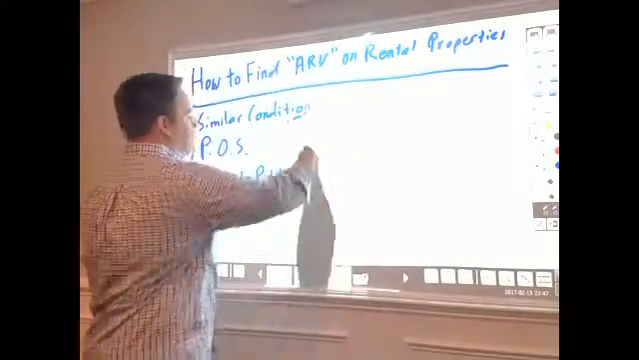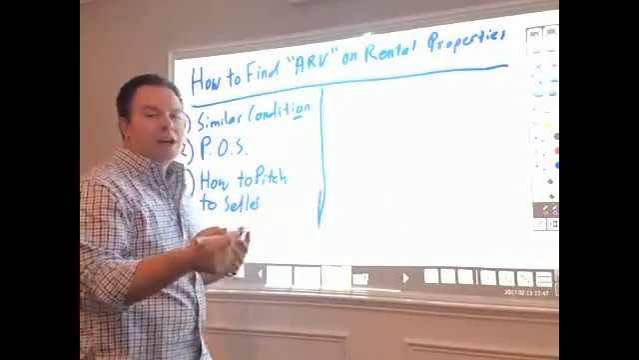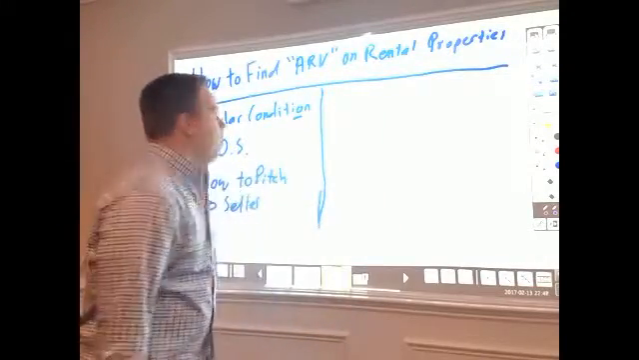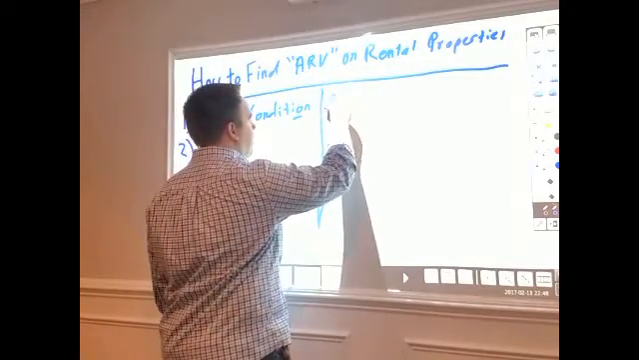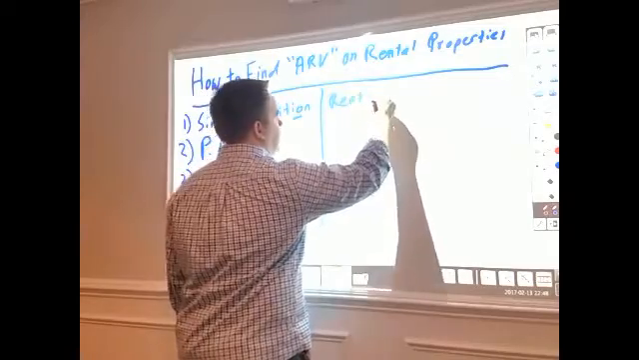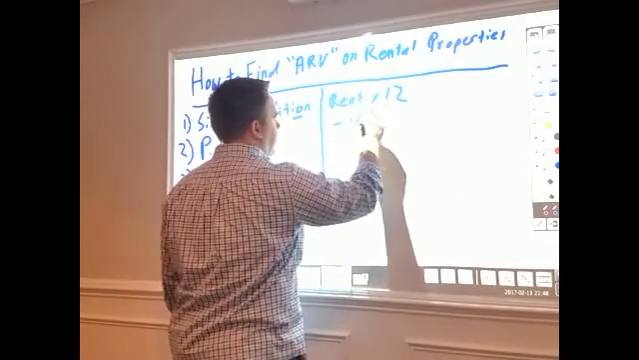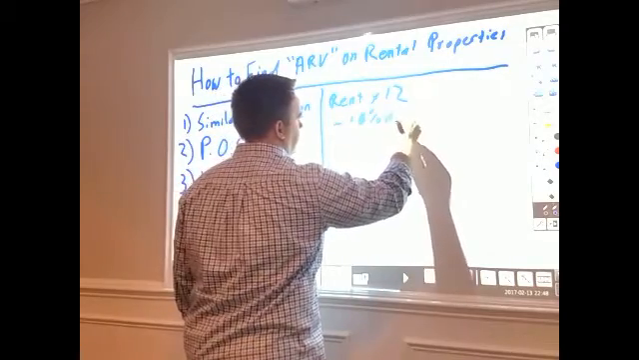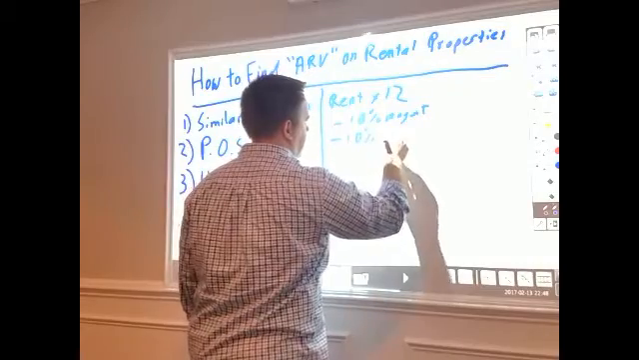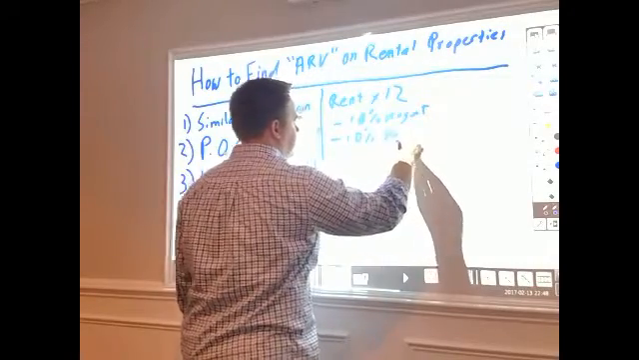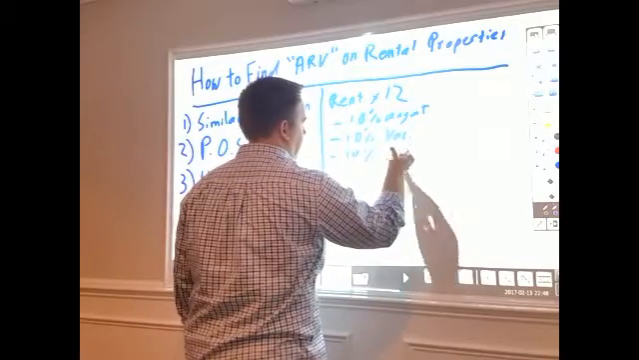Now, the question is, how are your cash buyers figuring out how much they want to pay? Well, they're going to do silly stuff like this. They're going to do monthly rent times 12, minus 10% for management, minus 10% vacancy, minus 10%, what do they call it? Maintenance?